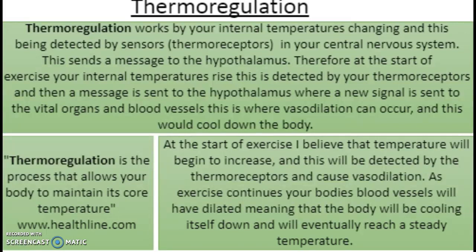Therefore, at the start of exercise, your internal temperatures rise. This is detected by your thermoreceptors, and the message is sent to your hypothalamus, where a new signal is sent to the vital organs and blood vessels. This is where vasodilation can occur, and this would cool down your body.